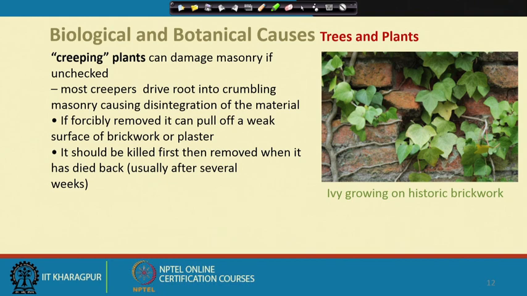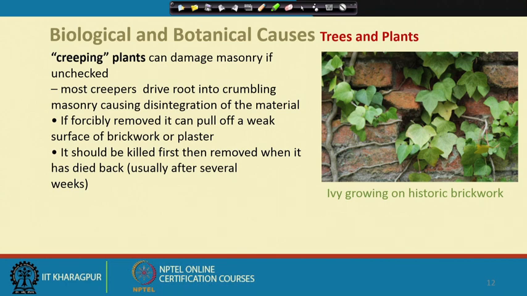This can be handled if it is detected at a very early time. If forcibly removed, because if you just want to cut it and forcibly remove it, it can pull off a weak surface of brickwork and plaster. So, one has to be very careful before taking any action. And one must understand that rather than pulling it off from the surface, one must first kill it and then remove it when it has died back.